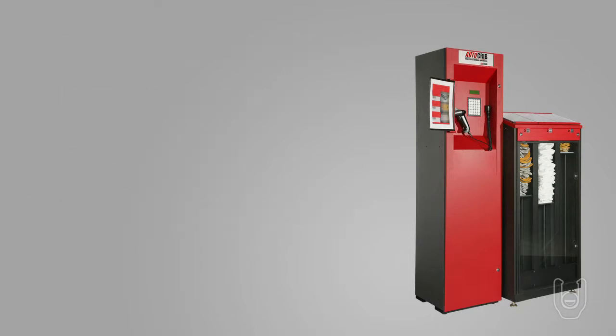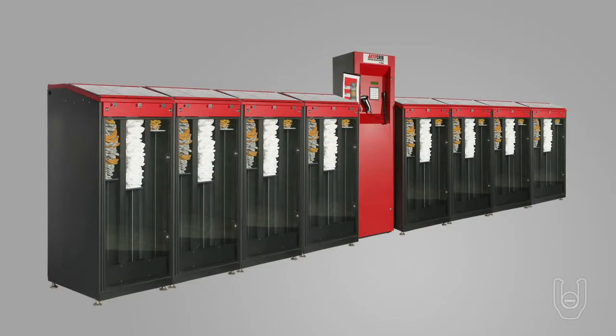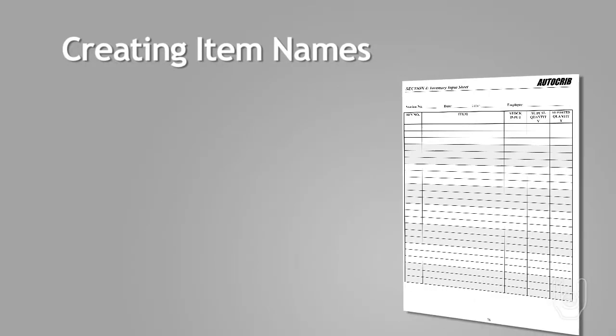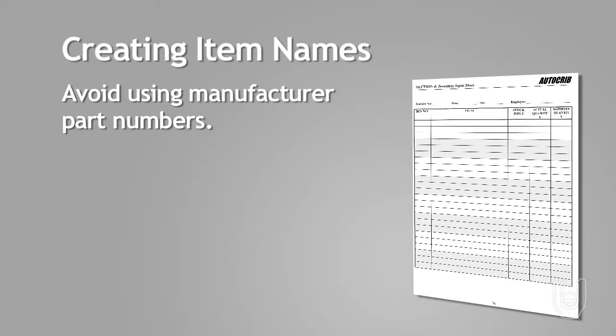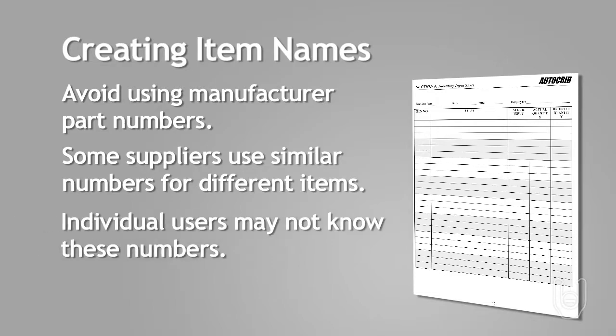critical. Each EleVend dispensing station or crib can contain up to 24 bins, so placement of the items in specific bins is not critical at this point of the preparation, just the number of items needed in particular areas of your facility. When creating item names or descriptors, make sure you use a system of identifying, like numbered items. Try to avoid using manufacturer's part numbers only, as some suppliers may use similar numbers for different item types, and individual users may not know these numbers.